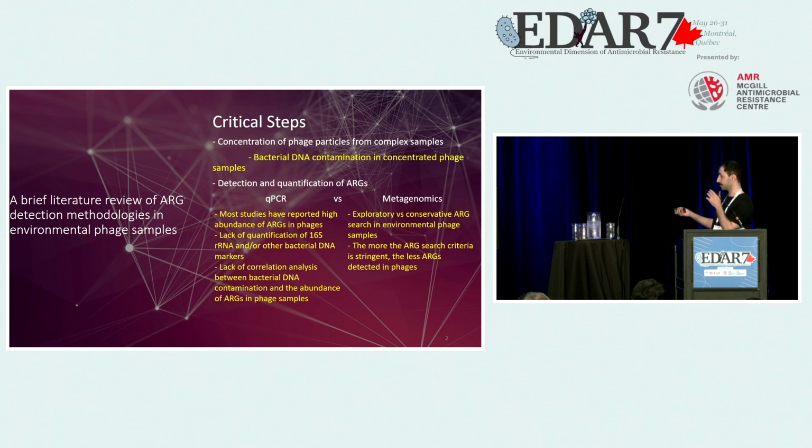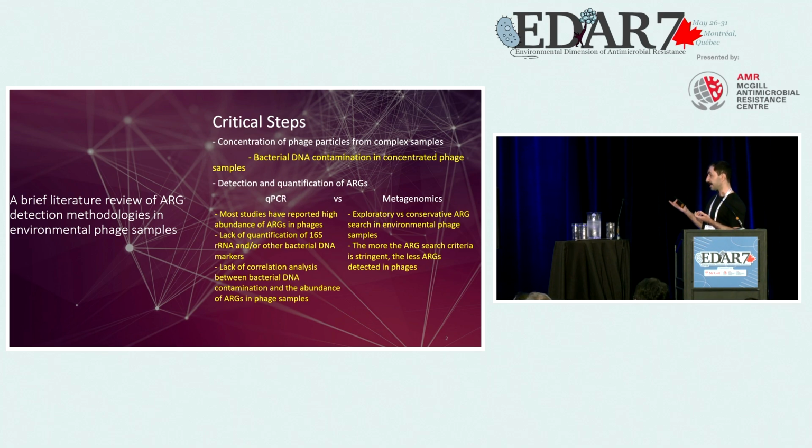So, what I see in qPCR-based studies is that most studies report a high abundance of antibiotic-resistant genes, and some of those studies do not really mention the contamination of 16S or bacterial DNA in those phage samples. And when I look at the metagenomics studies, there are two sides. One is the conservative ARG search, and the other one is the loose ARG search.